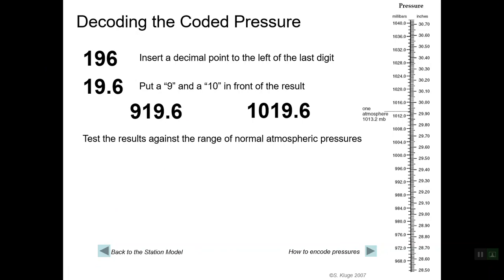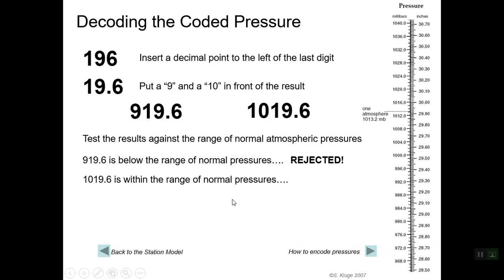Test the results against the range of normal atmospheric pressure. So you have to use a little bit of common sense here. The normal range of atmospheric pressures is starting down here at 968. That's a pretty low pressure, and going all the way up to 1040. So you're trying to think which one makes sense. In this case, 919 is way too low. That's off this range of normal pressures. So you can assume that 196 on a station model is being decoded to 1019.6. Again, 919.6 is way below the normal range.